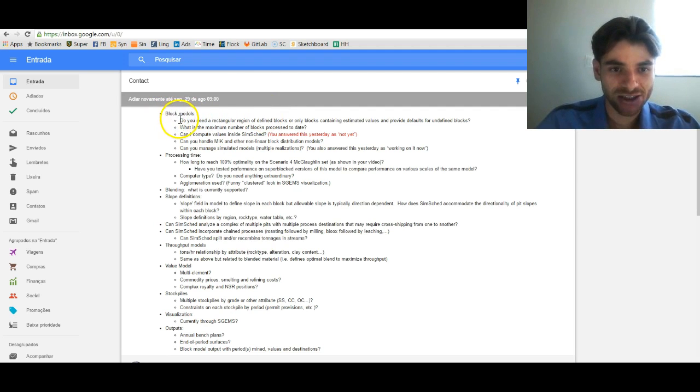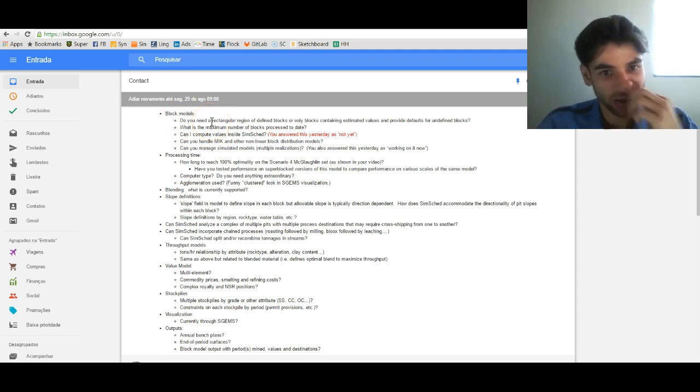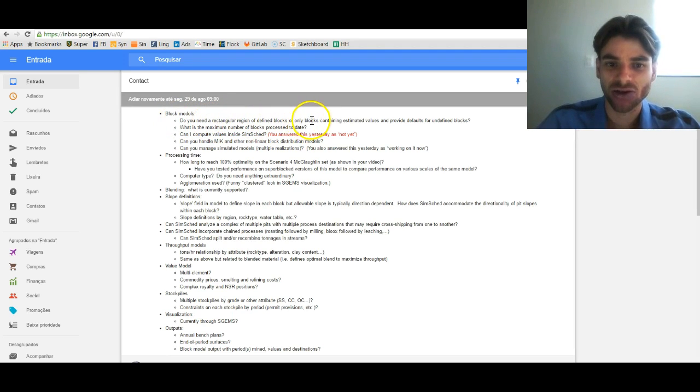So, questions about the block model. Do you need a rectangular region of defined blocks, or only blocks containing estimated values, provided false for undefined blocks? SimSched needs a regular block model. It doesn't need to be rectangular, because you need to take out the air blocks, so that you don't need to import a surface to say, okay, here is the topography and below is the rock. But you do need to remove those air blocks so that SimSched understands what is below.